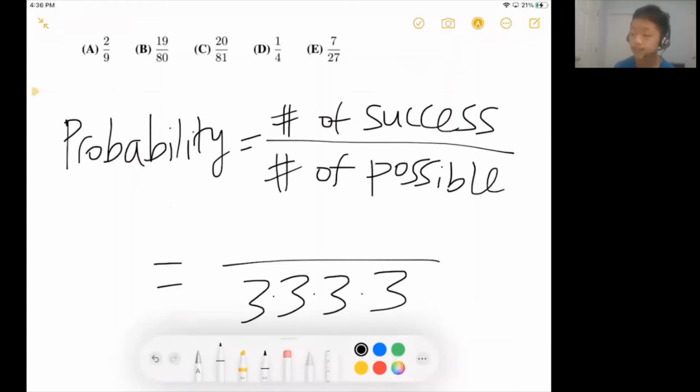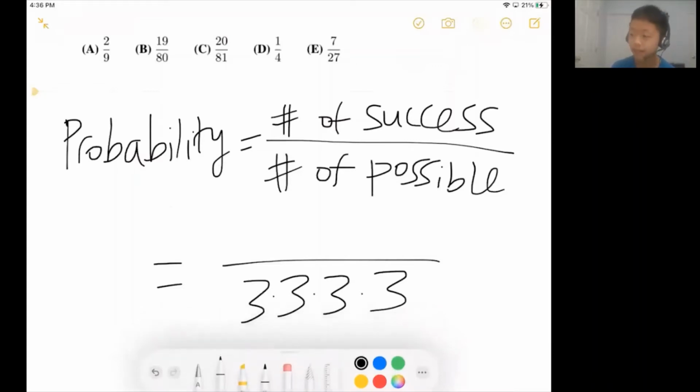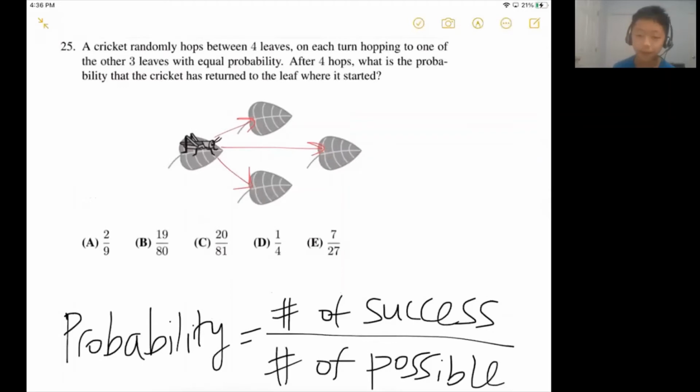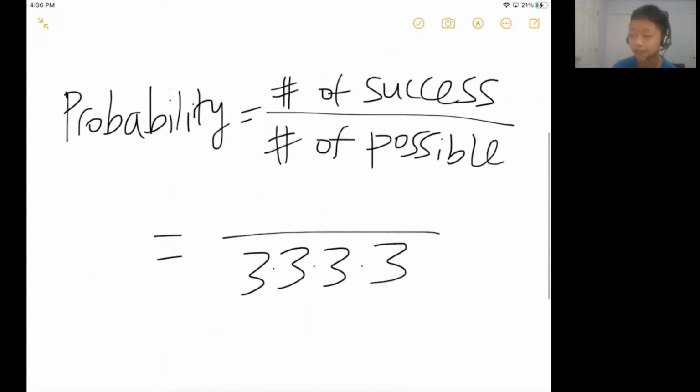The number of successes in this case is the number of ways the cricket can start from that leaf and then after 4 hops come back to the original leaf. To find the number of ways to do that, notice that the cricket first has to jump to one of those 3 leaves. On the first turn, it doesn't matter what leaf the cricket jumps to, because all the leaves are kind of the same.